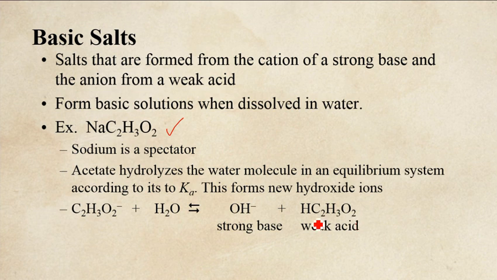and then acetic acid, a weak acid, intact molecule. And this equilibrium system is formed according to the Ka for this weak acid. Again, the Ka is on the product side, so we would need to work with the Kb for its conjugate base. So that's the basics of those types of salts.